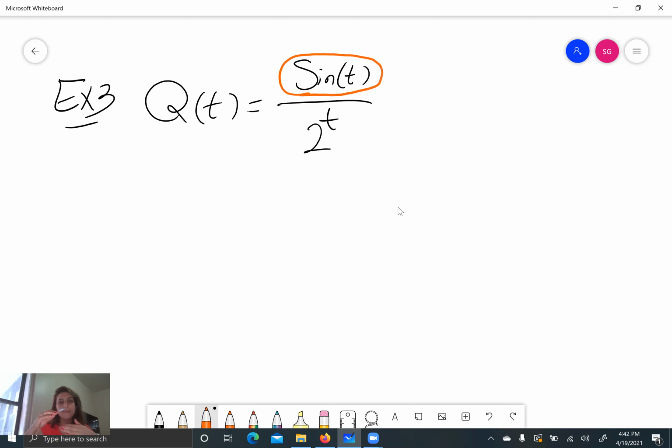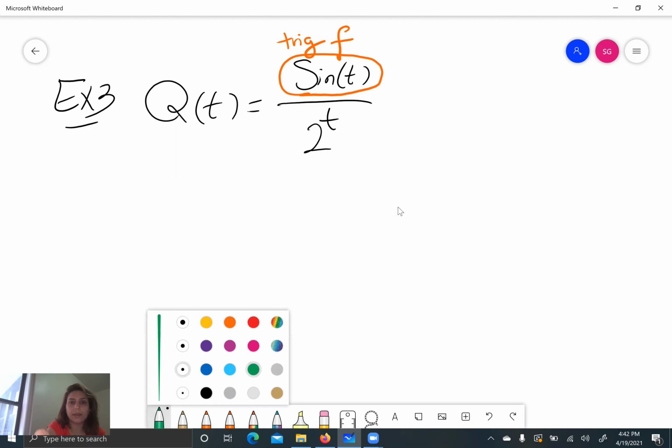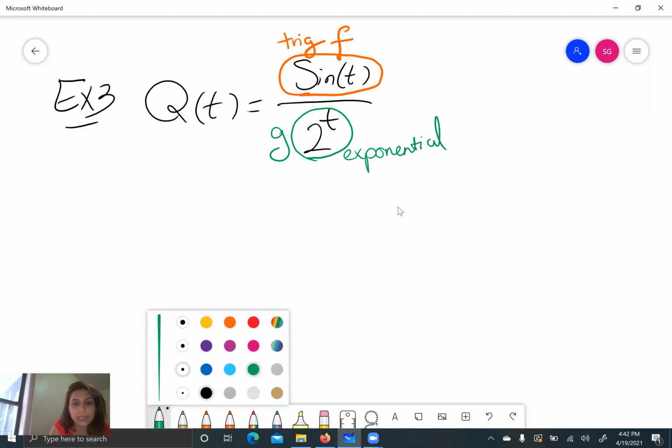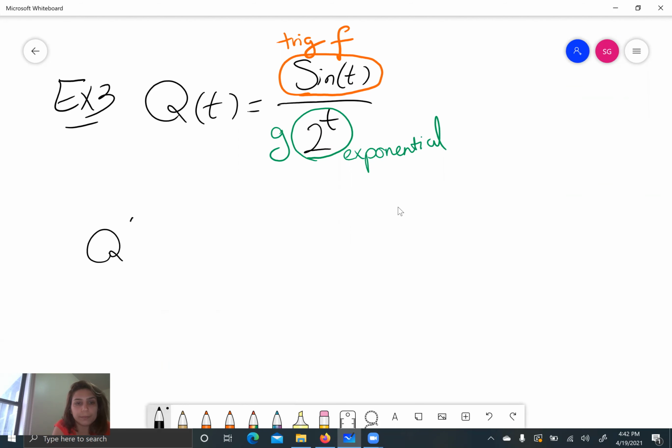First of all, observe that we have a division of a trig function, which we call f, over, what type of function is this one? This is an exponential function, and we call it g, just for the sake of using the quotient formula. So the question is, find q prime of t. What is q prime of t?